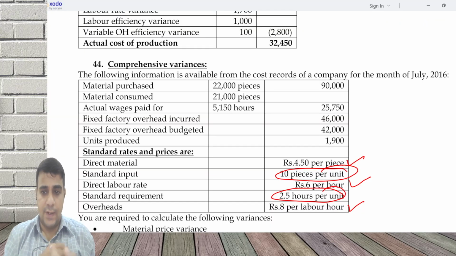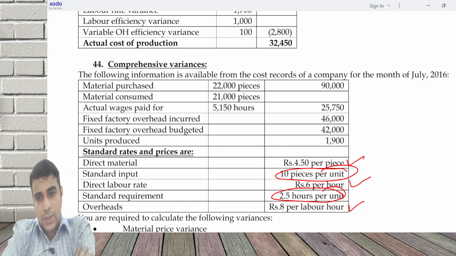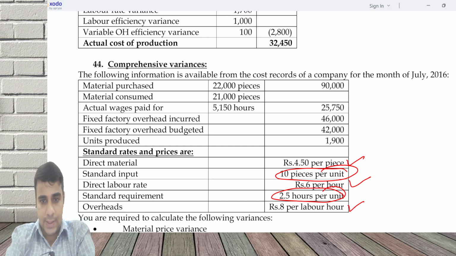Most of it is readily available. I think one or two items you may have to calculate. We are not going to calculate variances. Focus is on the computation table.